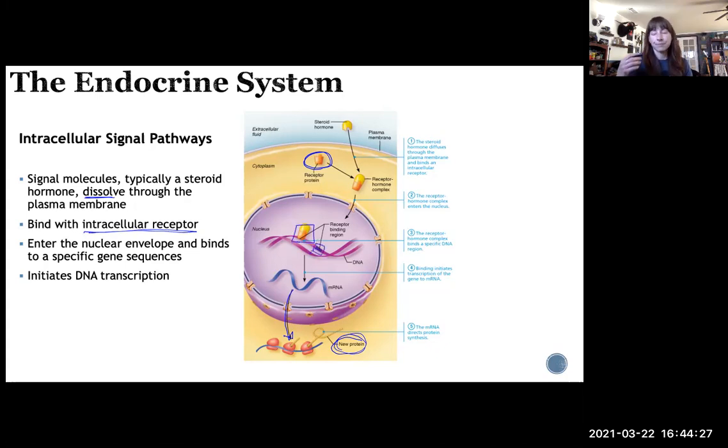Once they bind with that intracellular receptor, we're going to cause a particular gene sequence to be transcribed and translated, right? Transcription into messenger RNA and translated into a protein. Remember, transcription and translation from part A as well. Into protein, of course, right? Okay.